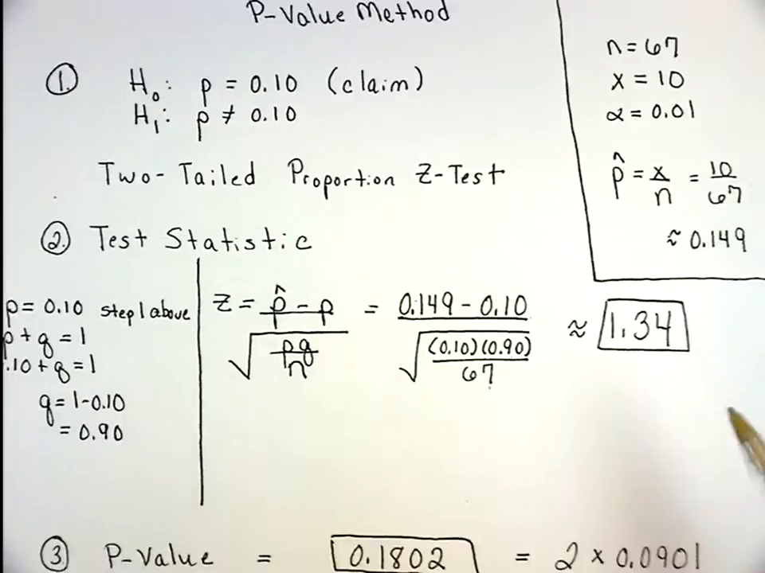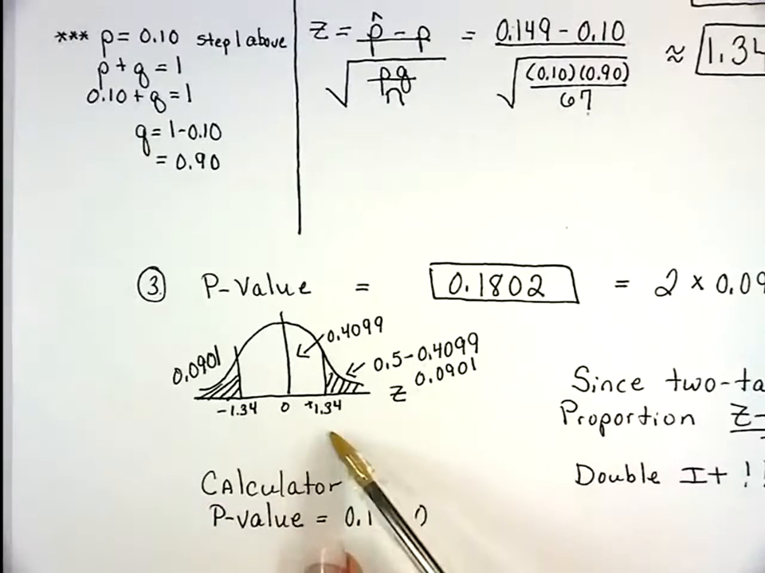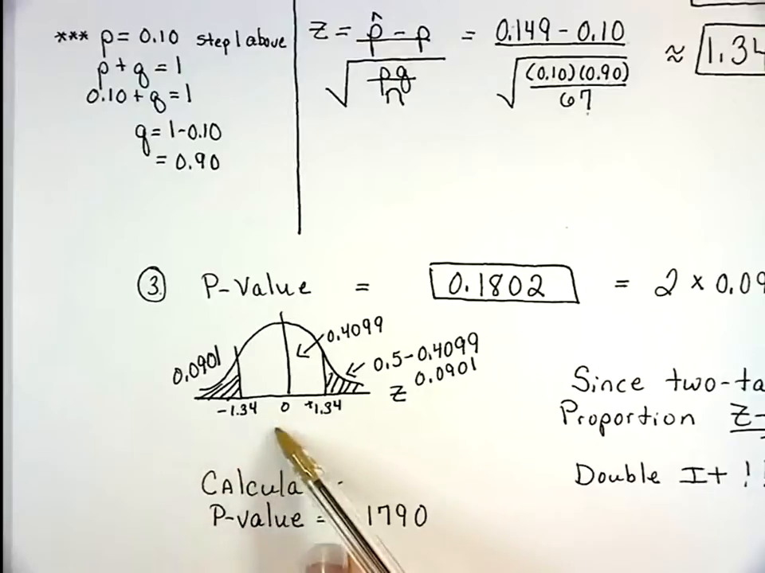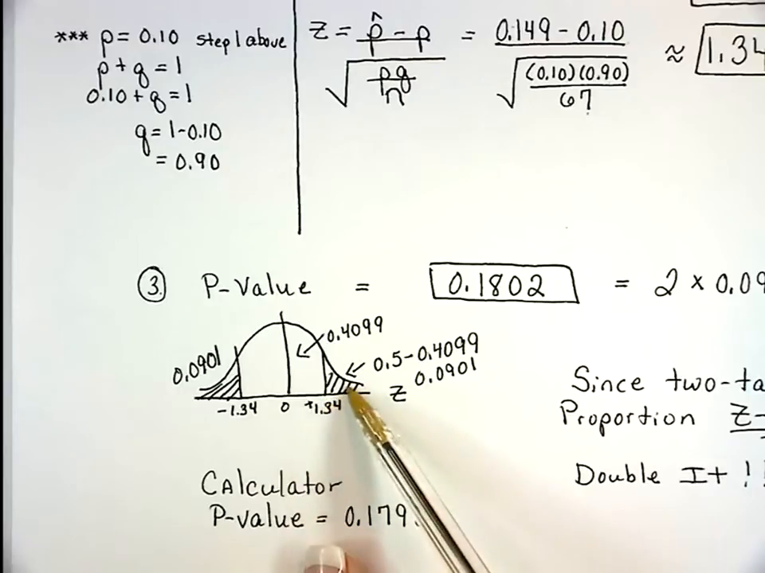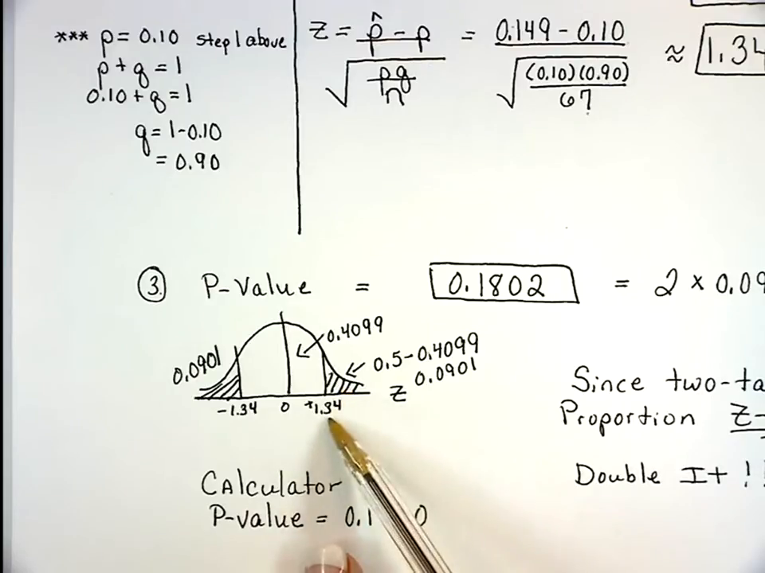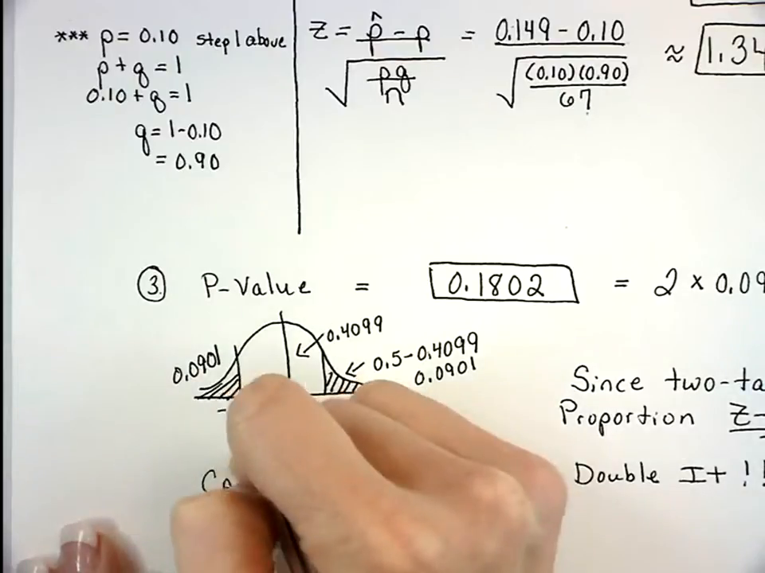With this problem, the test statistic is 1.34. And we use the test statistic to find our p-value. Since this is a two-tailed z-test, even though it's proportion, put your test statistic here on the z-axis, and you would find that area above it, and then double it. Again, you could do normal CDF, or you could look up 1.34 in the two-page z-table.